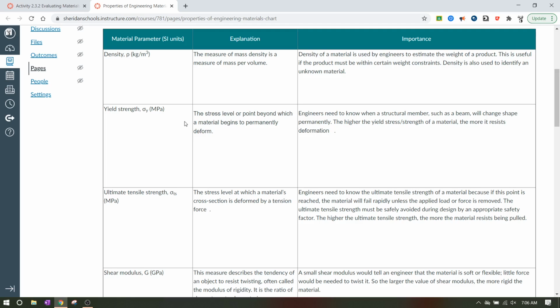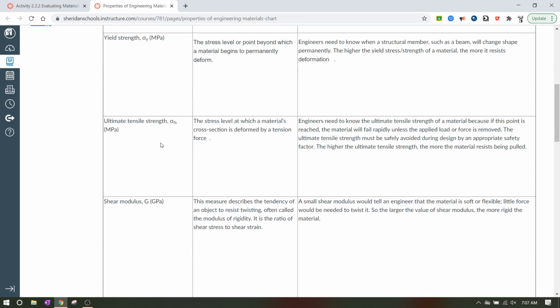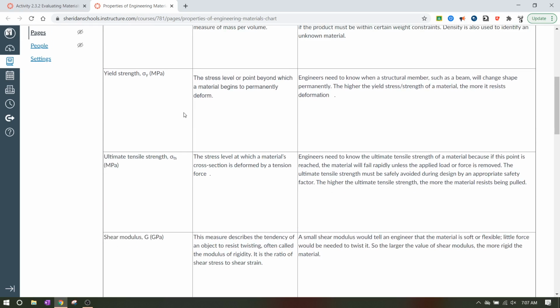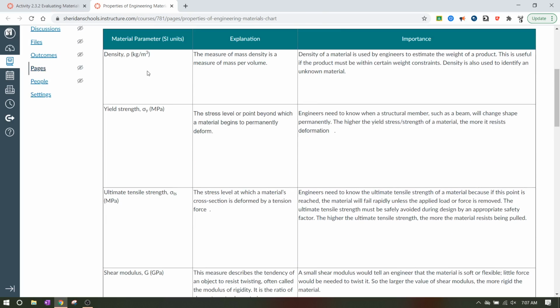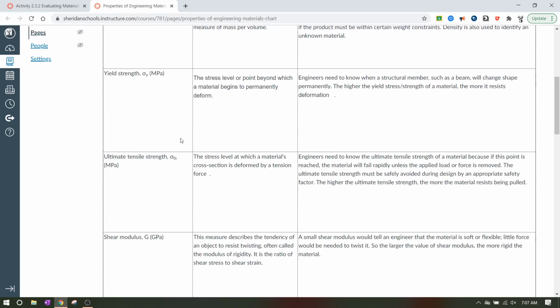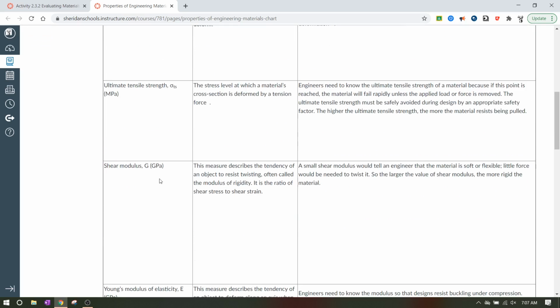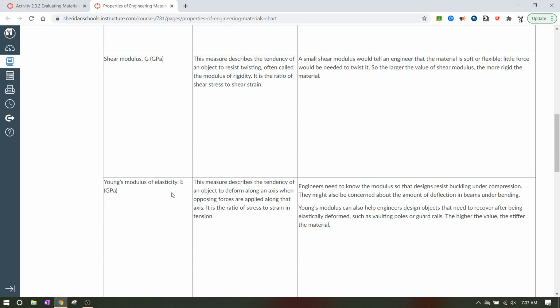Density was a really easy one to do, with the small Greek letter rho as the symbol notation for it. There are a lot of Greek letters in here, so you're going to have to become familiar with the Greek letter rho and the small Greek letter sigma. It looks like the number 9 that got kicked over. The tensile strength is how much it will deform if you try to stretch or compress it. And then there's the shear modulus and Young's modulus of elasticity.